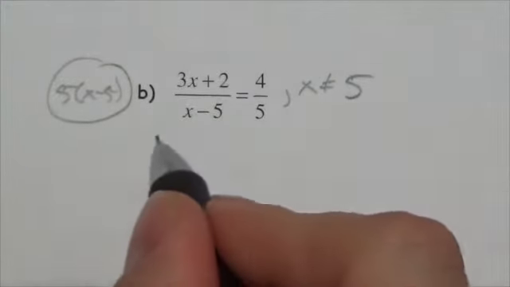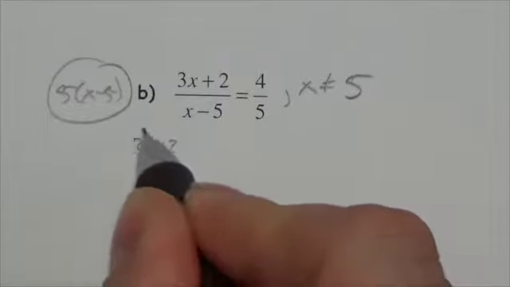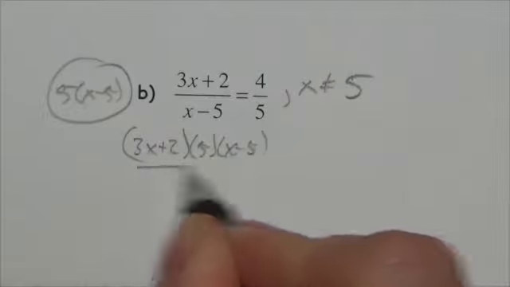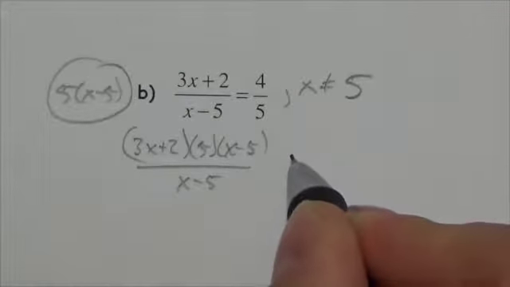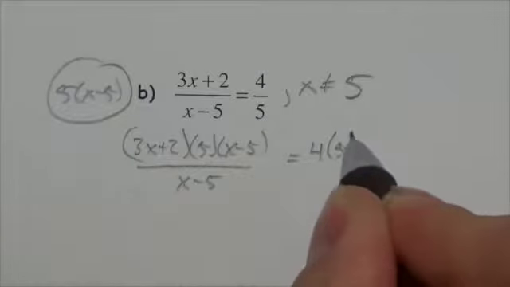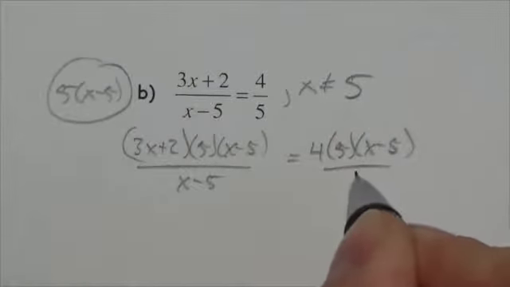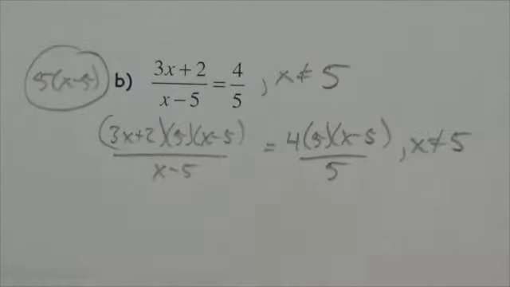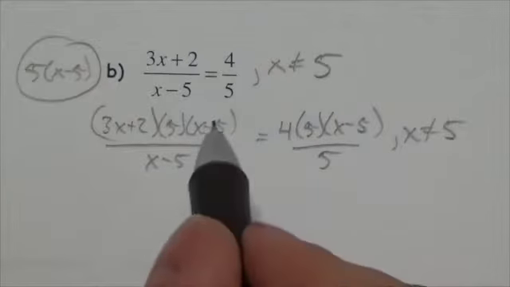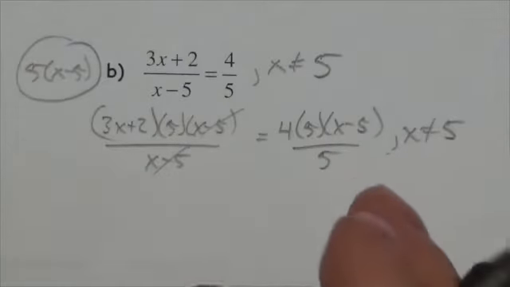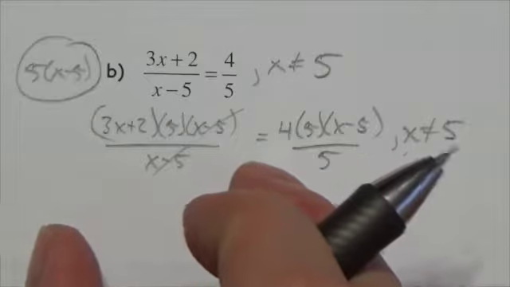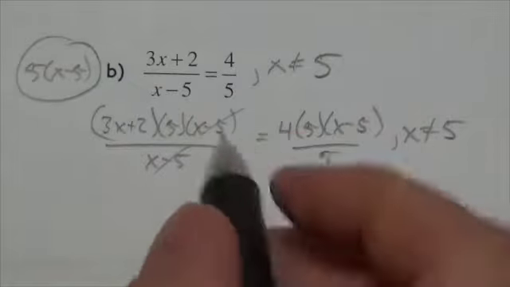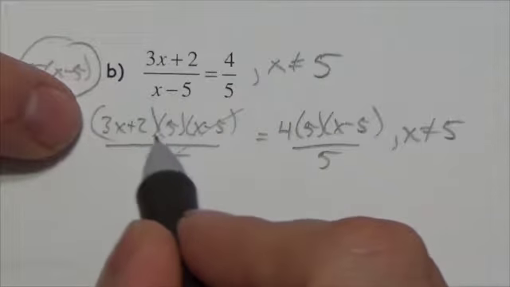So every numerator here is going to get an additional factor. 3x plus 2 is going to get an additional 5, x minus 5, over x minus 5. And that's going to equal 4 times 5 times x minus 5 over 5. And that's all going to work so long as we don't allow x to equal 5. Now on the left-hand side, the x minus 5s will cancel. That's good for every value of x except 5, but that's okay because I've already pointed out x can't be 5. And so we're going to be left with 3x plus 2 times 5.